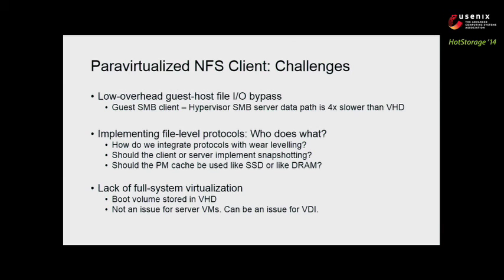And the final challenge is that we still don't have full system virtualization because the VM needs to boot from a VHD. So we don't think this is an issue for server VMs because they don't boot very often and mainly boot from a remote image that is not often modified. But it could be an issue for virtual desktop applications that are often rebooted.